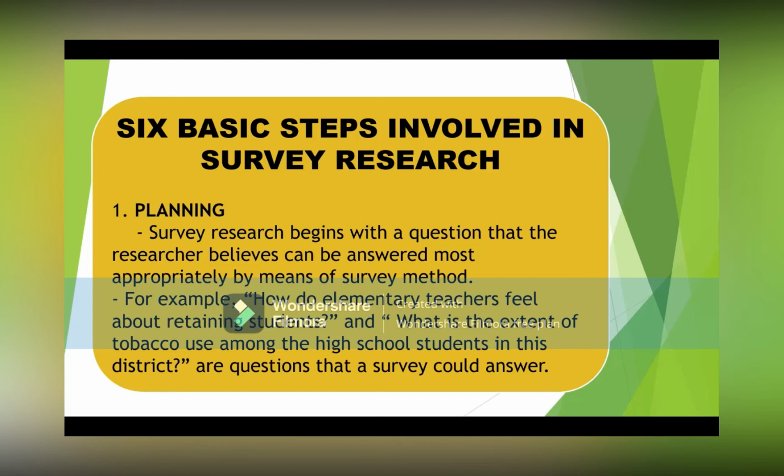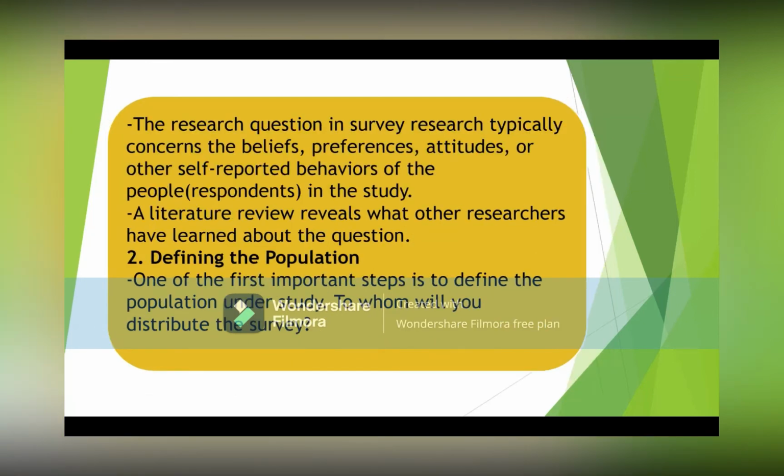Number 1. Planning. Survey research begins with a question that the researcher believes can be answered most appropriately by means of the survey method. For example, how do elementary teachers feel about retaining students, and what is the extent of tobacco use among the high school students in this district, are questions that a survey could answer. The research questions in survey research typically concern the beliefs, preferences, attitudes, or other self-reported behaviors of the people or respondents in the study. A literature review reveals what other researchers have learned about the question.